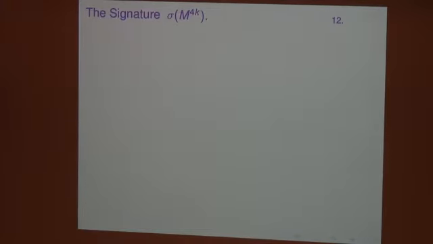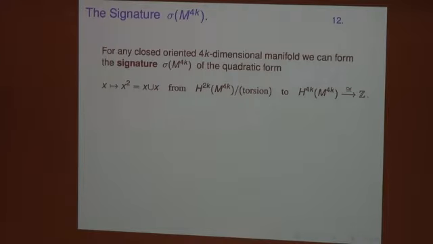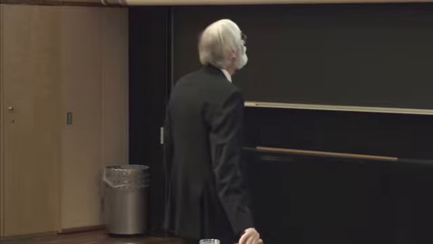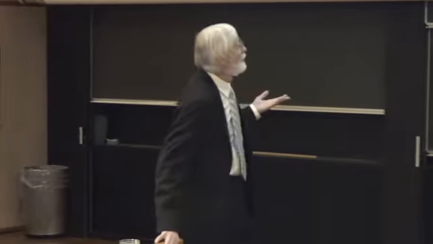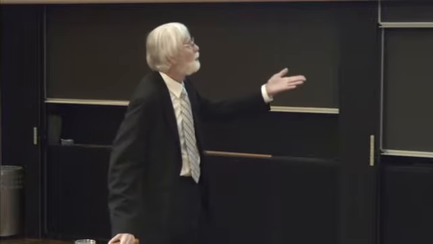So first of all, the invariant sigma of M^4k is rather simple to describe. For any closed, oriented 4k-dimensional manifold, we can form the quadratic form. We take the middle-dimensional cohomology and the cup product with itself, just as we did in the four-dimensional case. Now there's a slight complication here. There may be some torsion in the middle cohomology, but if so, we just ignore it. Some elements of finite order, that is. We just throw away elements of finite order, and then we get a quadratic form going from a free abelian group to the integers.